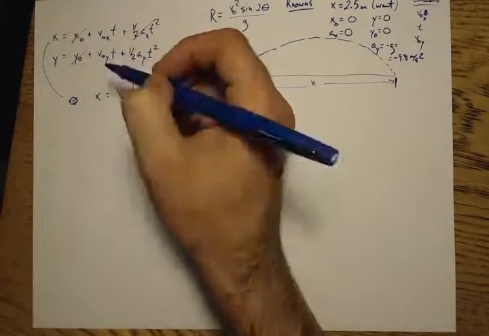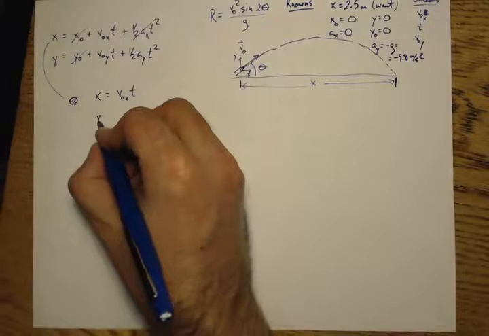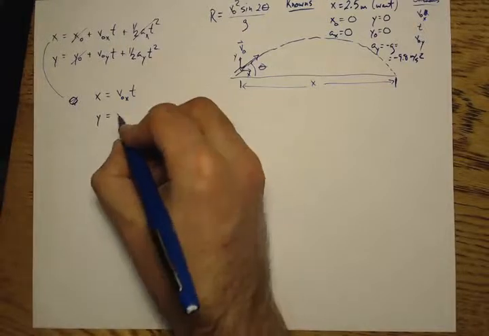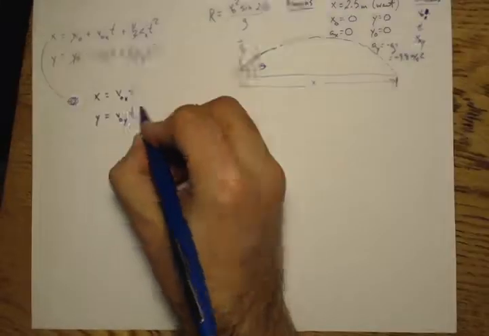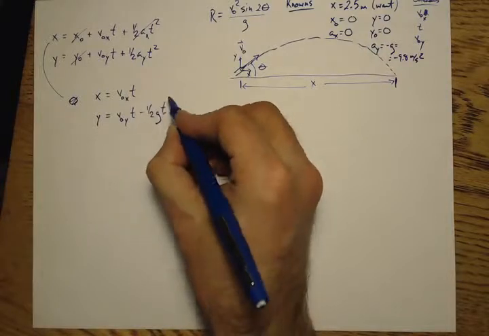Here my y naught is 0. I don't know V naught y. I know that this is g. So y is equal to V naught y times time minus 1/2 g t squared.